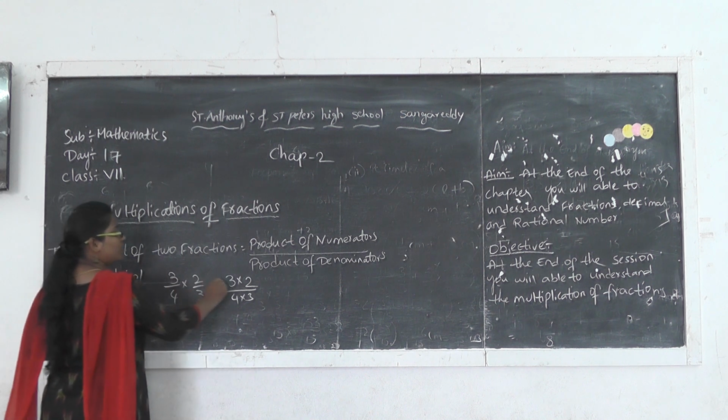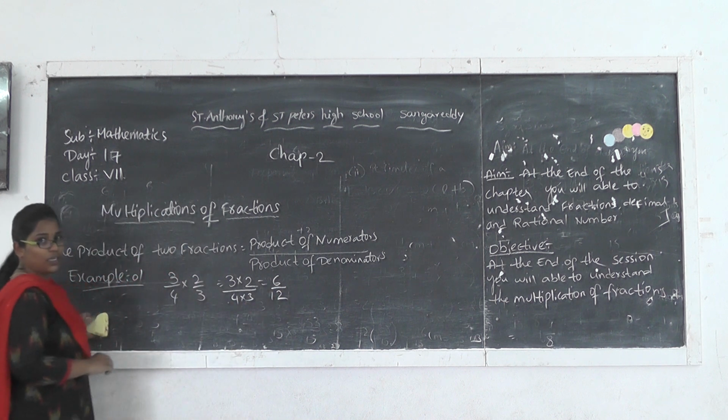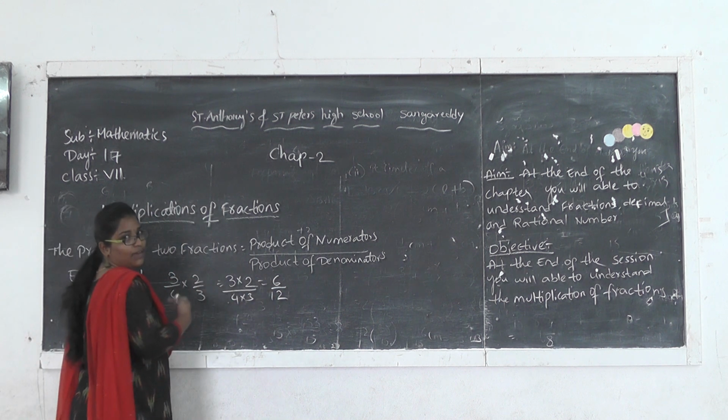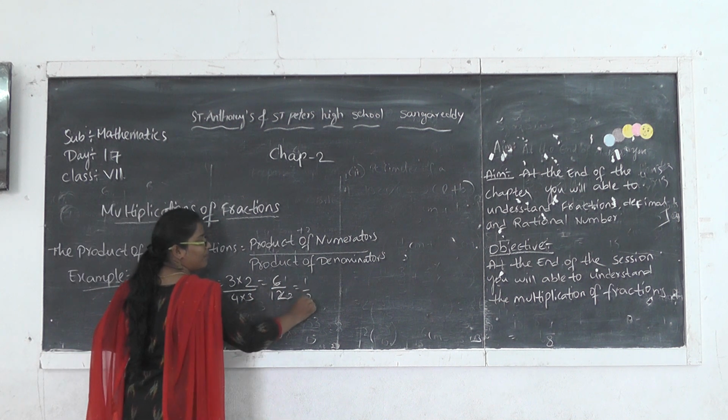Understand? So 3 into 2 is how much? 6. 4 3s are how much? 12. Are you clear? Now observe whether we have to convert into simplest form or not. 6 1s are 6, 6 2s are 12. The answer is 1/2.